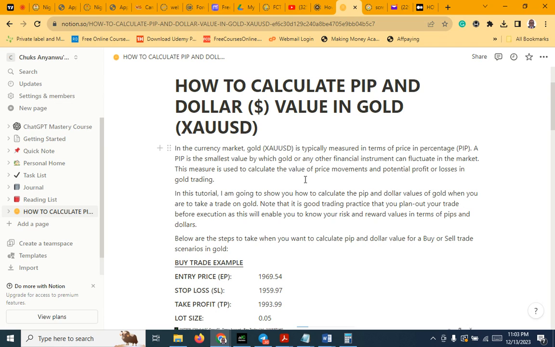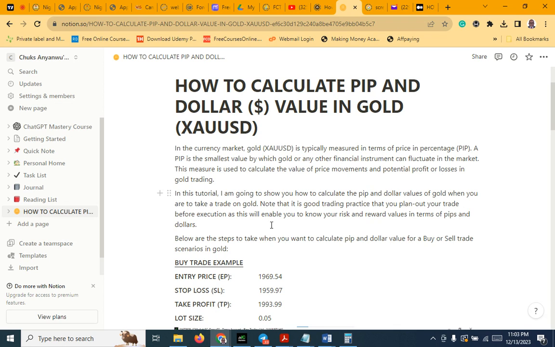It's important you understand what pips mean. If you're a trader, it's important that you know what it means. Now in this tutorial, I'm going to teach you guys how to calculate pips and the dollar value of the pip movement in gold.